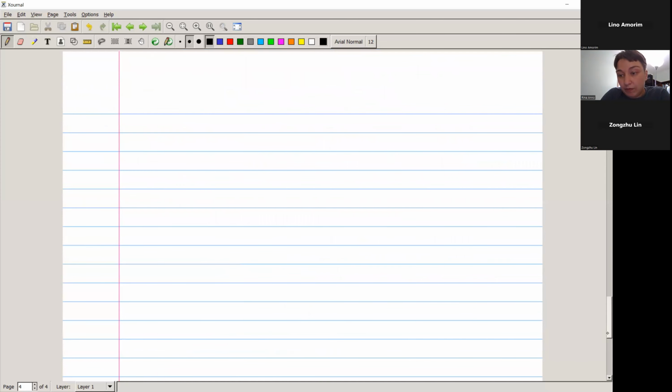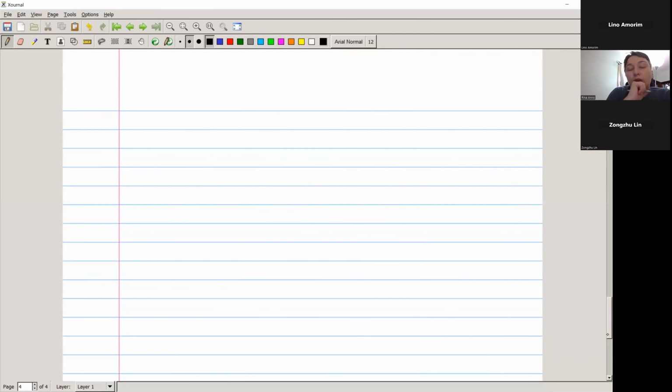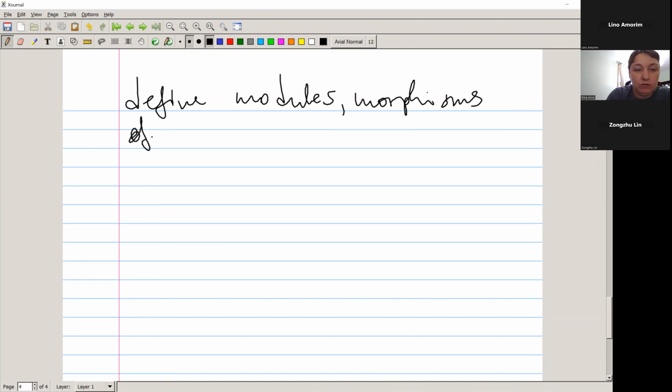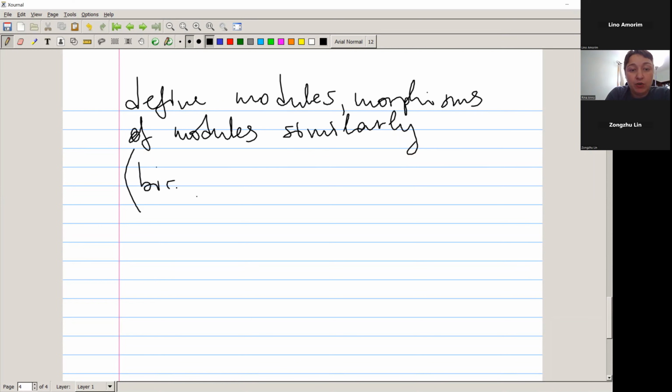And then you can define modules and morphisms of modules in a similar way. And so essentially, the most general setting is that you have a DG, monoidal, and also bicategory, and you have an object here and another object here.